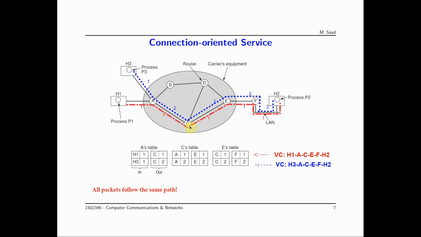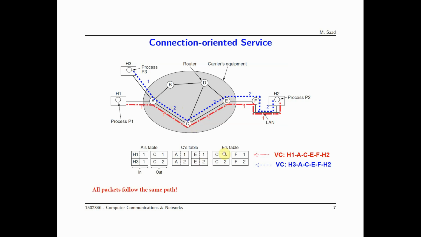So when C receives that packet, it will search in its table for a match. Now C has just received the packet that comes from A, bearing VCI number 2, not 1, bearing VCI number 2 in the header. So the match is in the second entry, and this is what I have to do. Forward to E and keep the VCI as 2. No need to change because the next VCI is also 2. So the packet will be forwarded to E.